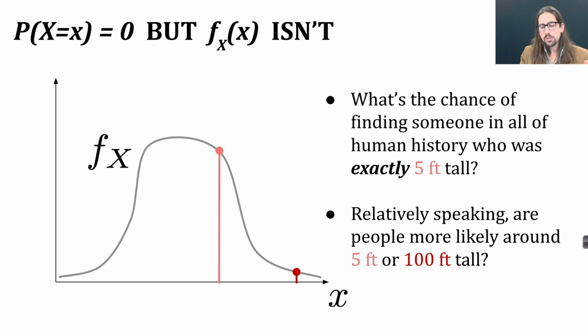However, you still have this concept of a density, because relatively speaking, are people more likely to be close to 5 feet, or are they more likely to be close to 100 feet? Clearly, the answer should be that they're more likely to be closer to 5 feet than 100 feet tall. And so there still is some notion of relative likelihood, even though the absolute probabilities at each of these points is exactly 0.